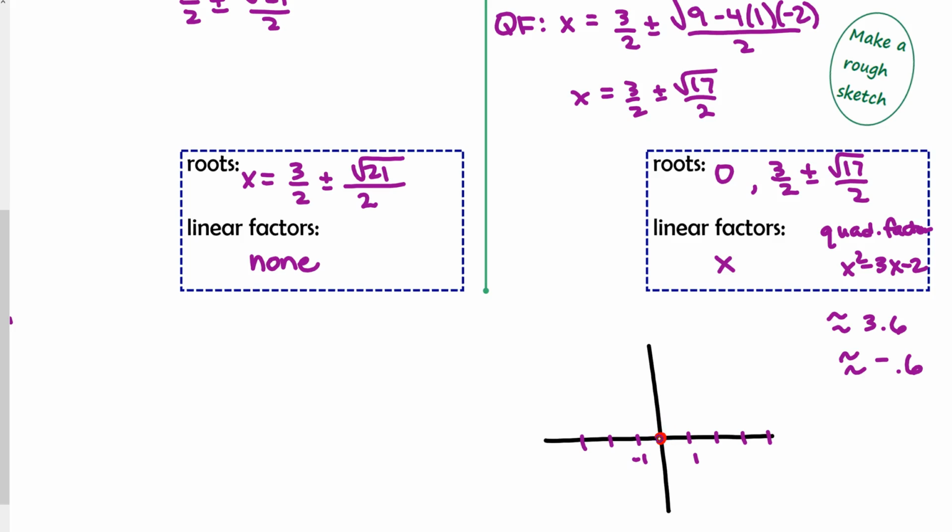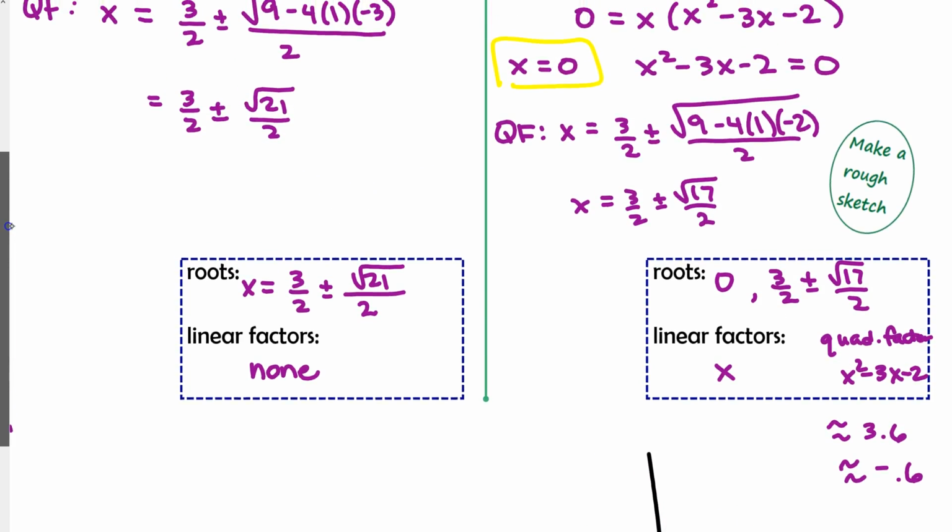We have one at 0, one at negative 0.6, and one at 3.6. And then it's going to make sense that the graph either does something like this to go through those points, or perhaps it does something like this. So how are we going to figure out which way it goes? One thing we could do is find one more point.